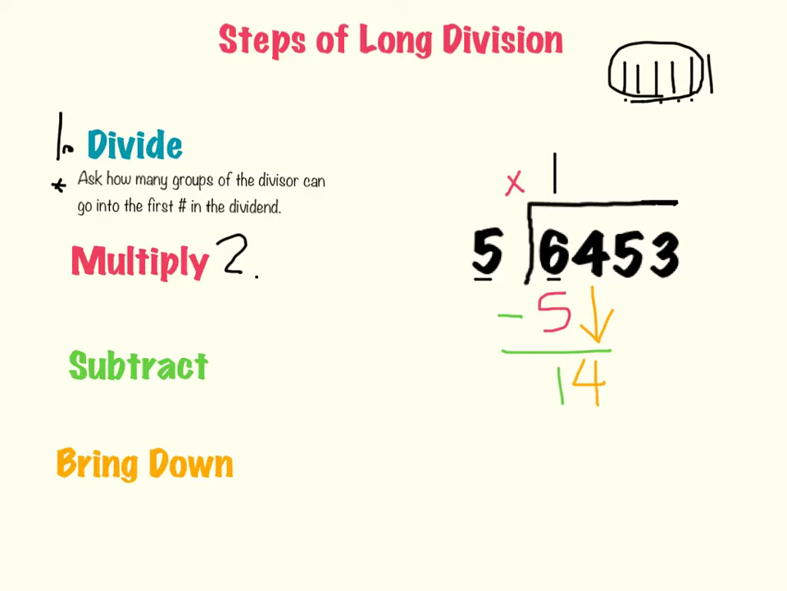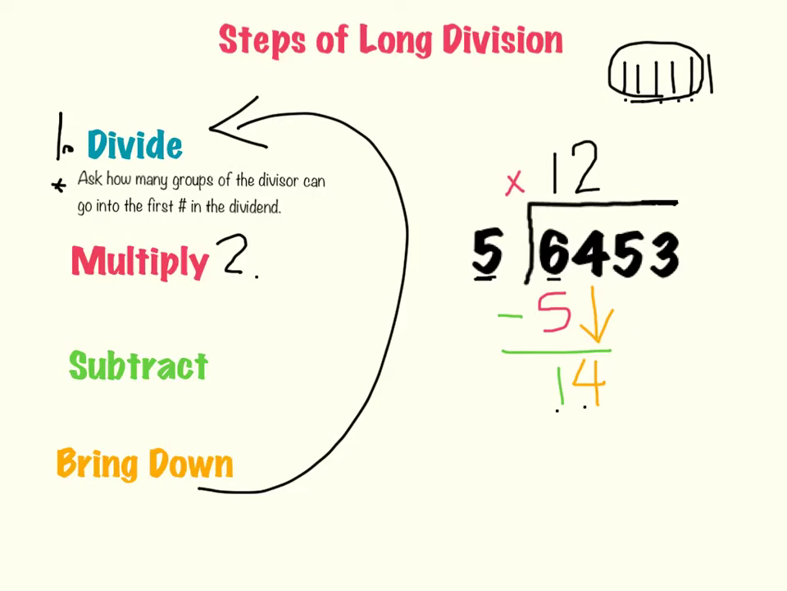Okay, that brings us back to our step number 1. Divide. Looking at our divisor, how many groups of 5 are in 14? There are 2 groups of 5 in 14. Then we multiply. 2 times 5 is 10.